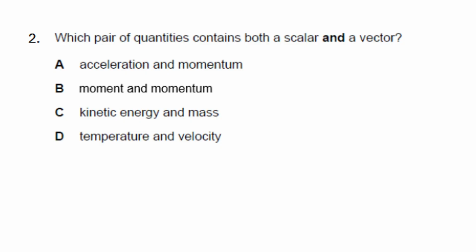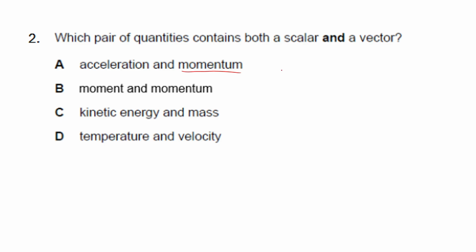Which pair of quantities contains both a scalar and a vector? Okay, so this is actually a pretty definition problem. I want to be honest, I didn't really know every single one of these. For example, I didn't know whether momentum was a scalar or a vector. But let's try and look at it.